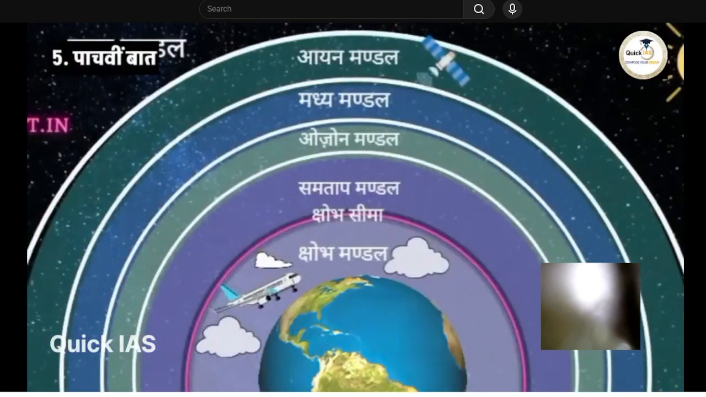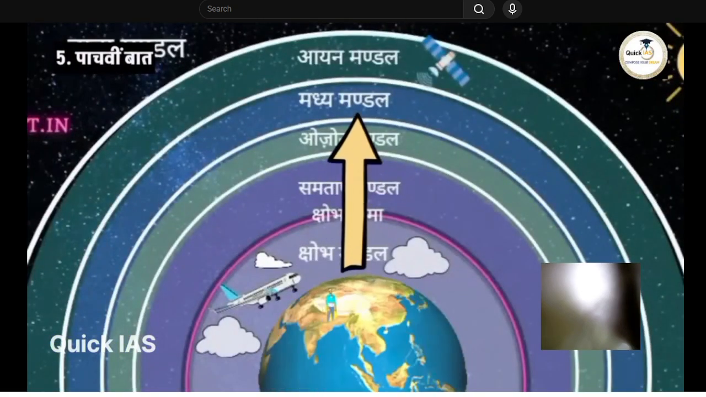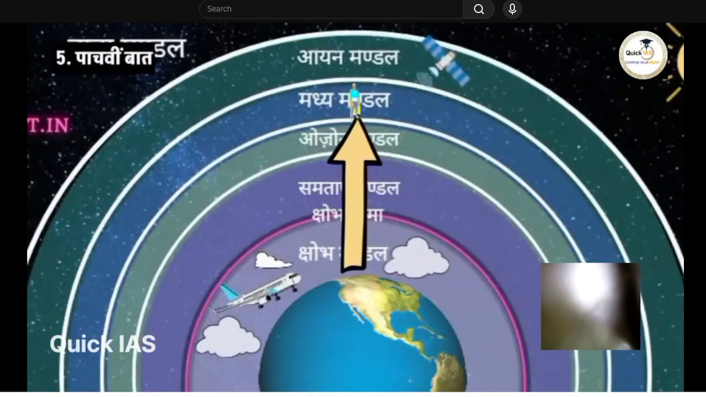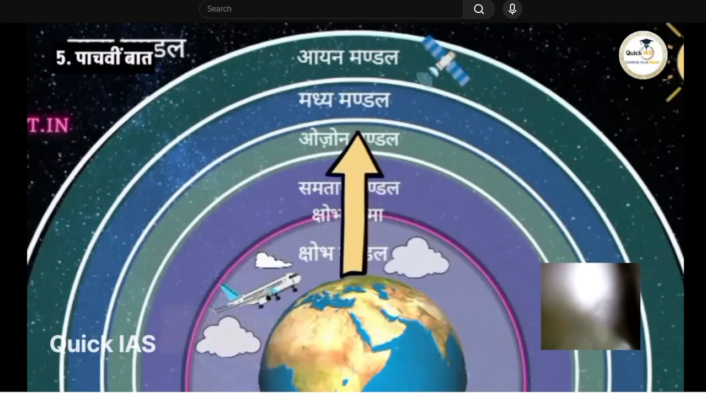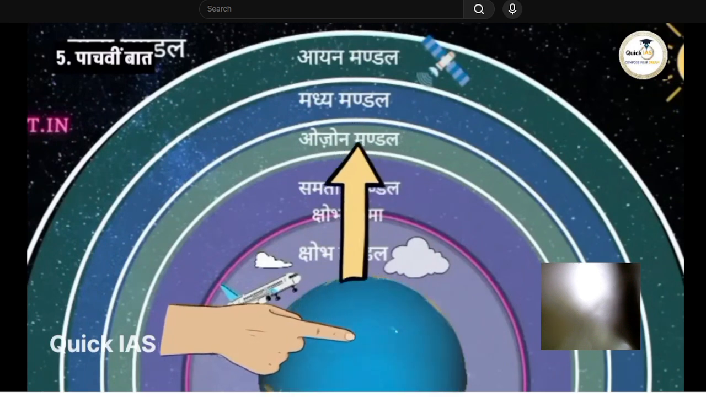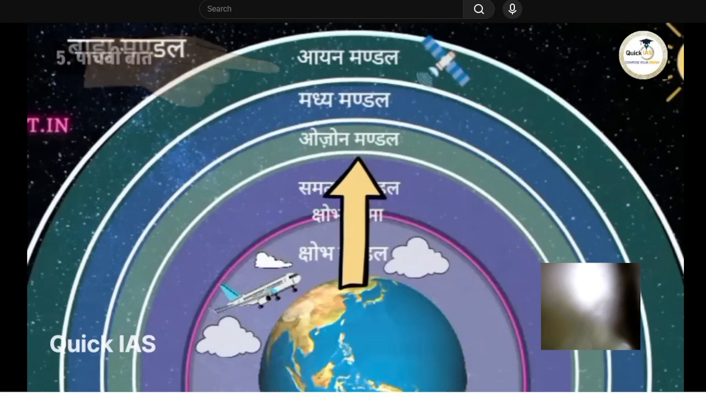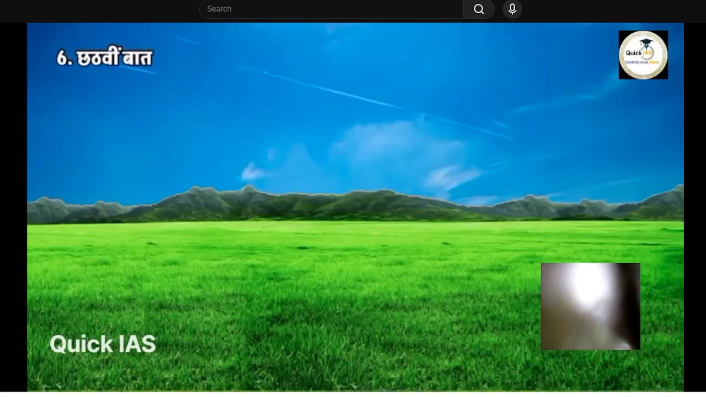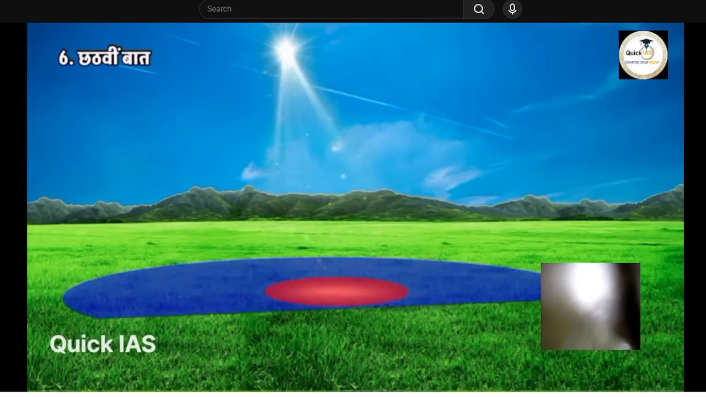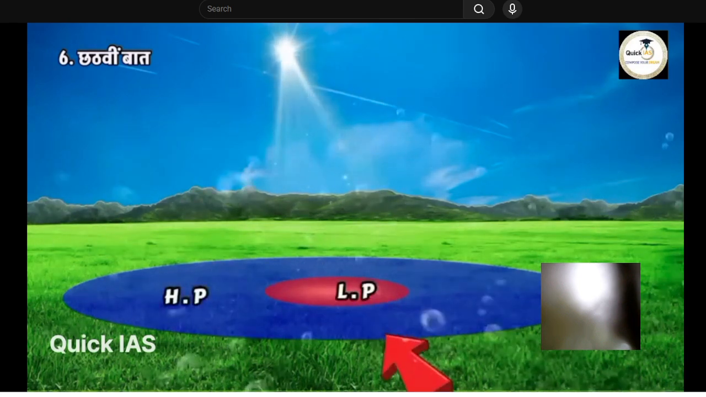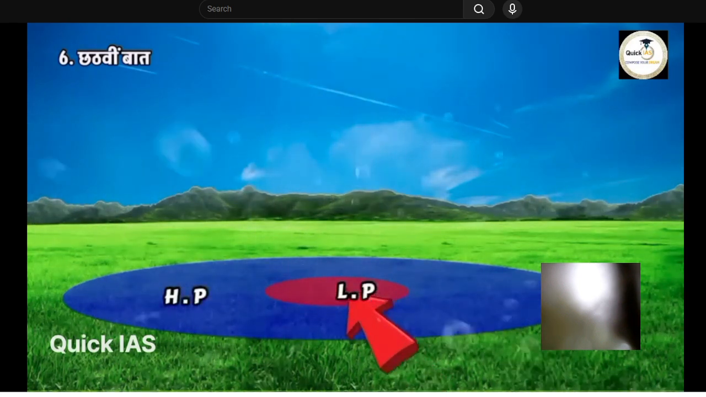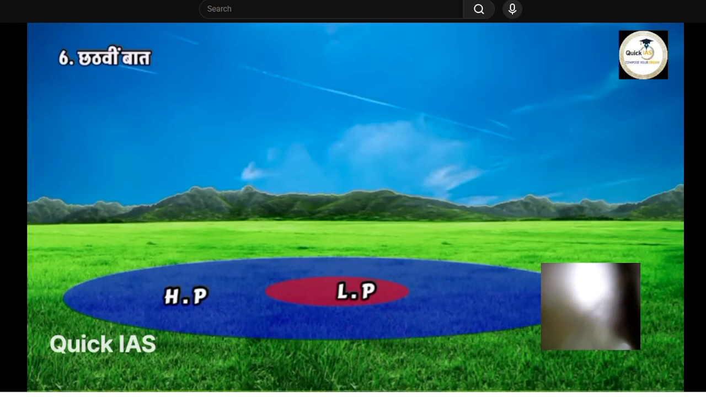Fifth, as we move higher above the earth, the temperature decreases. The upper region is cooler compared to the Earth's heat. Sixth, due to the sun's heat, this region becomes hotter, and the surrounding region is cooler. Therefore, winds move from high-pressure zones to low-pressure zones. It will enter the region and become hot, and start moving upwards.